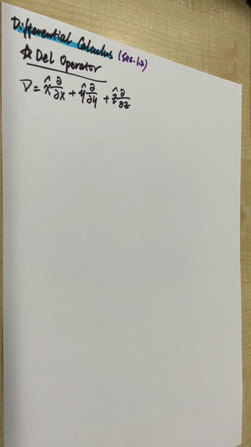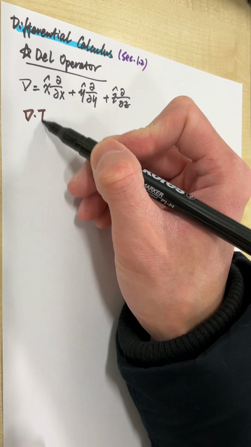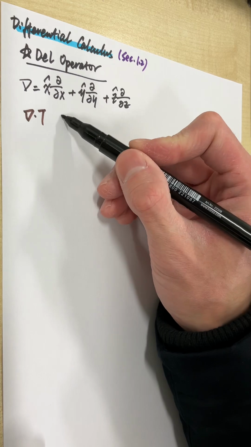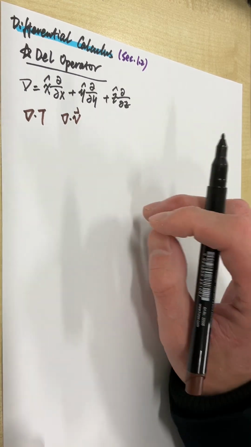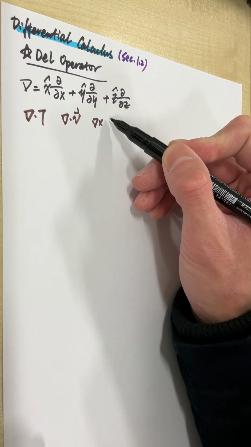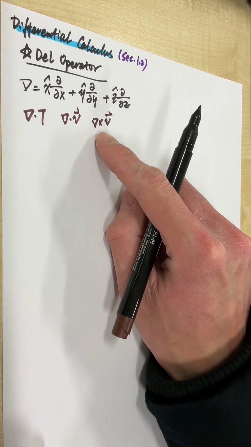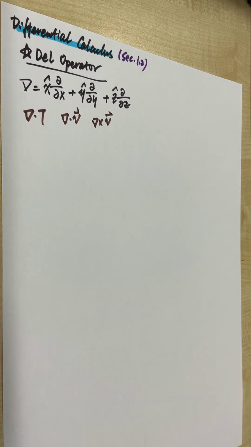But it can be treated as a vector because what can vectors do? We can multiply a vector with a scalar. So this gives us a gradient. We can do a dot product between vectors. This gives us divergence. We can do a cross product between vectors. So this gives us curl. So let's look at this one by one.